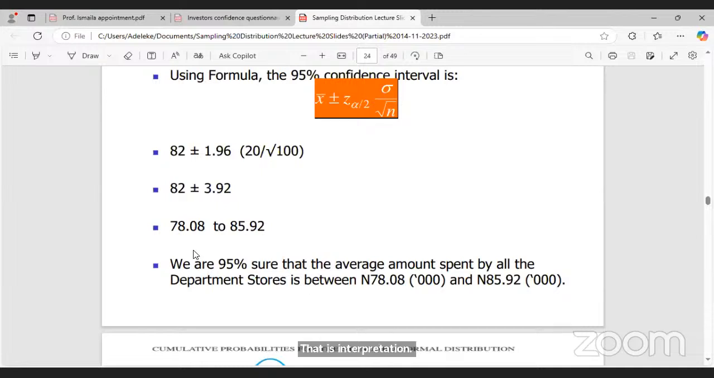If I had computed and I arrived at just one single value based on the formula that I use, I'll just simply say that the average amount spent is maybe 82,000. But because I've constructed confidence interval so that I have my lower limit and the upper limit, I could say that the average amount spent is between that lower limit and the upper limit as computed.